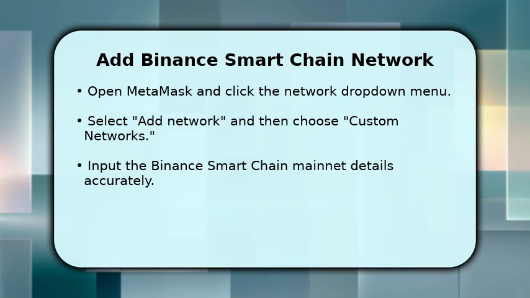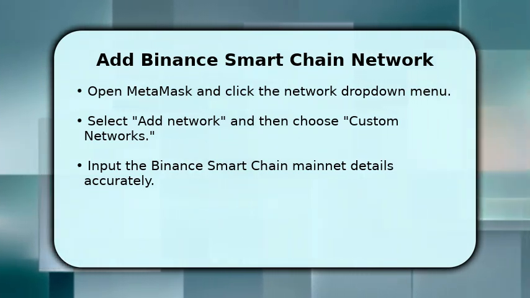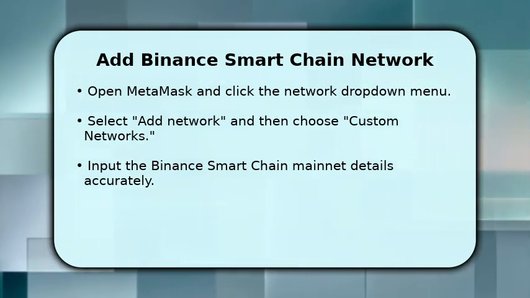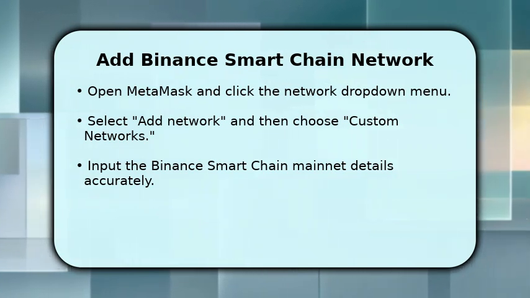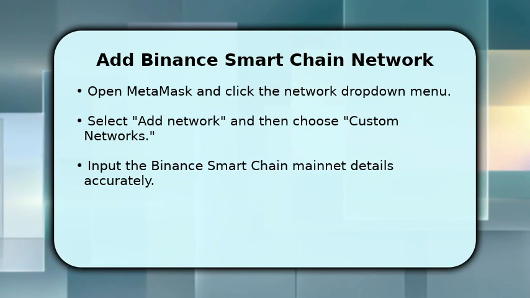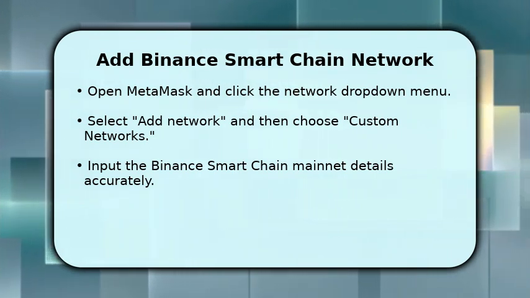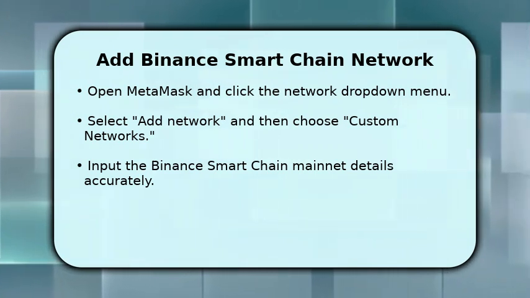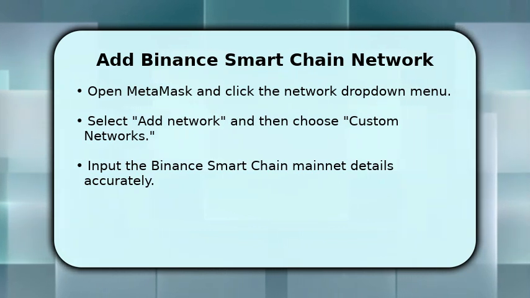First, let's add the Binance Smart Chain network to your MetaMask wallet. Open MetaMask and click on the Network Selection dropdown, usually at the top. Choose Add Network and then Custom Networks. Here, you'll input the specific details for the Binance Smart Chain mainnet, including the network name, new RPC URL, chain ID, currency symbol, and block explorer URL. Once all the information is entered correctly, click Save to add the network and switch to it.